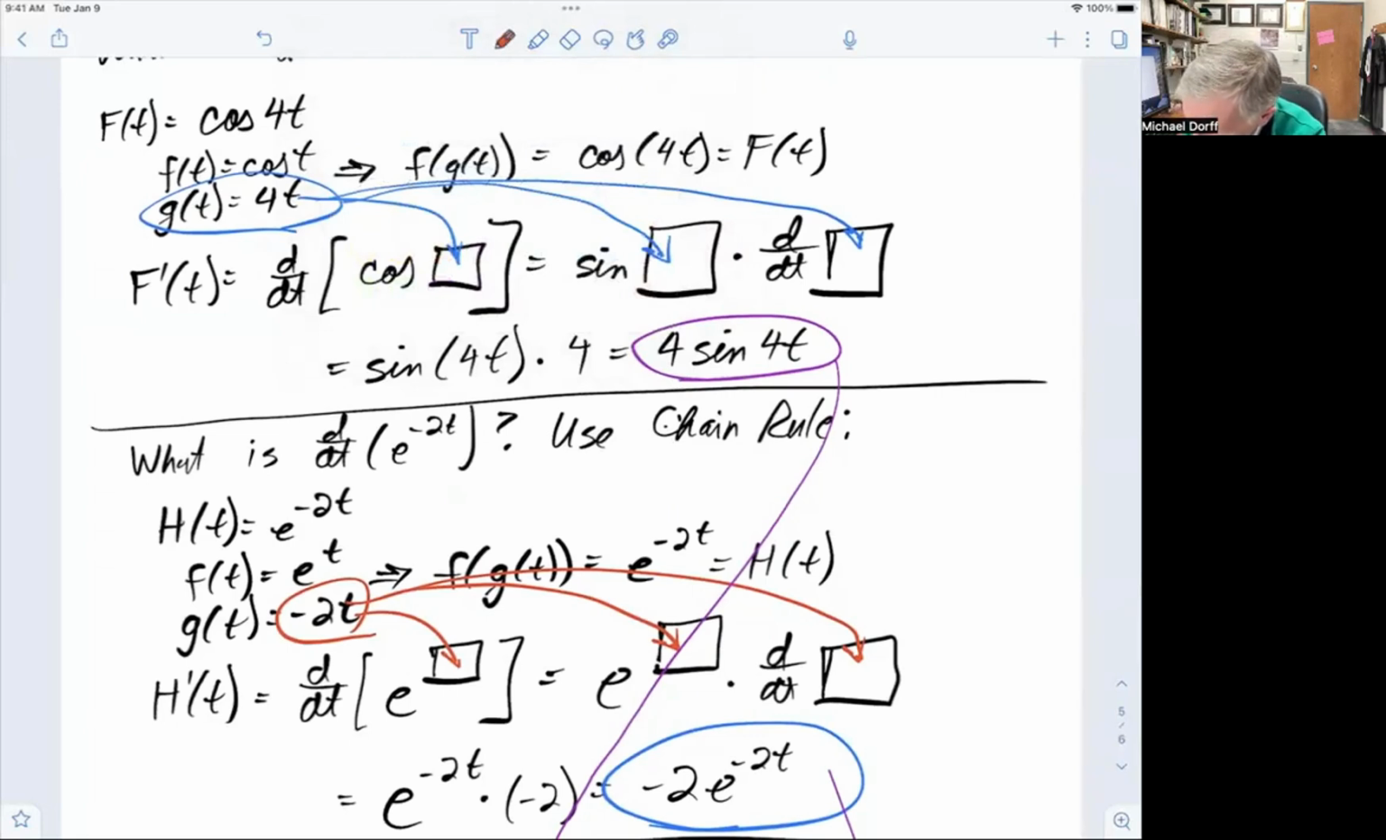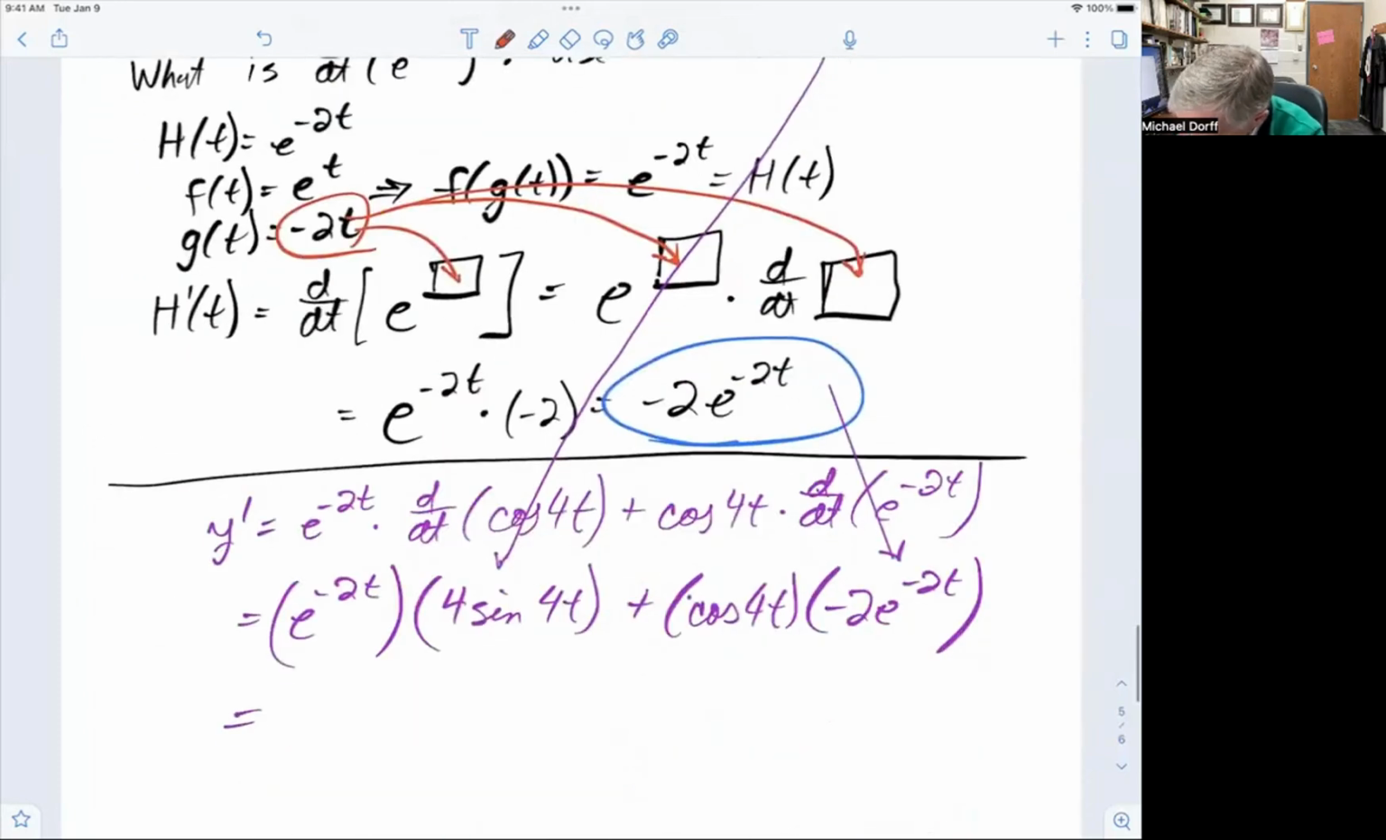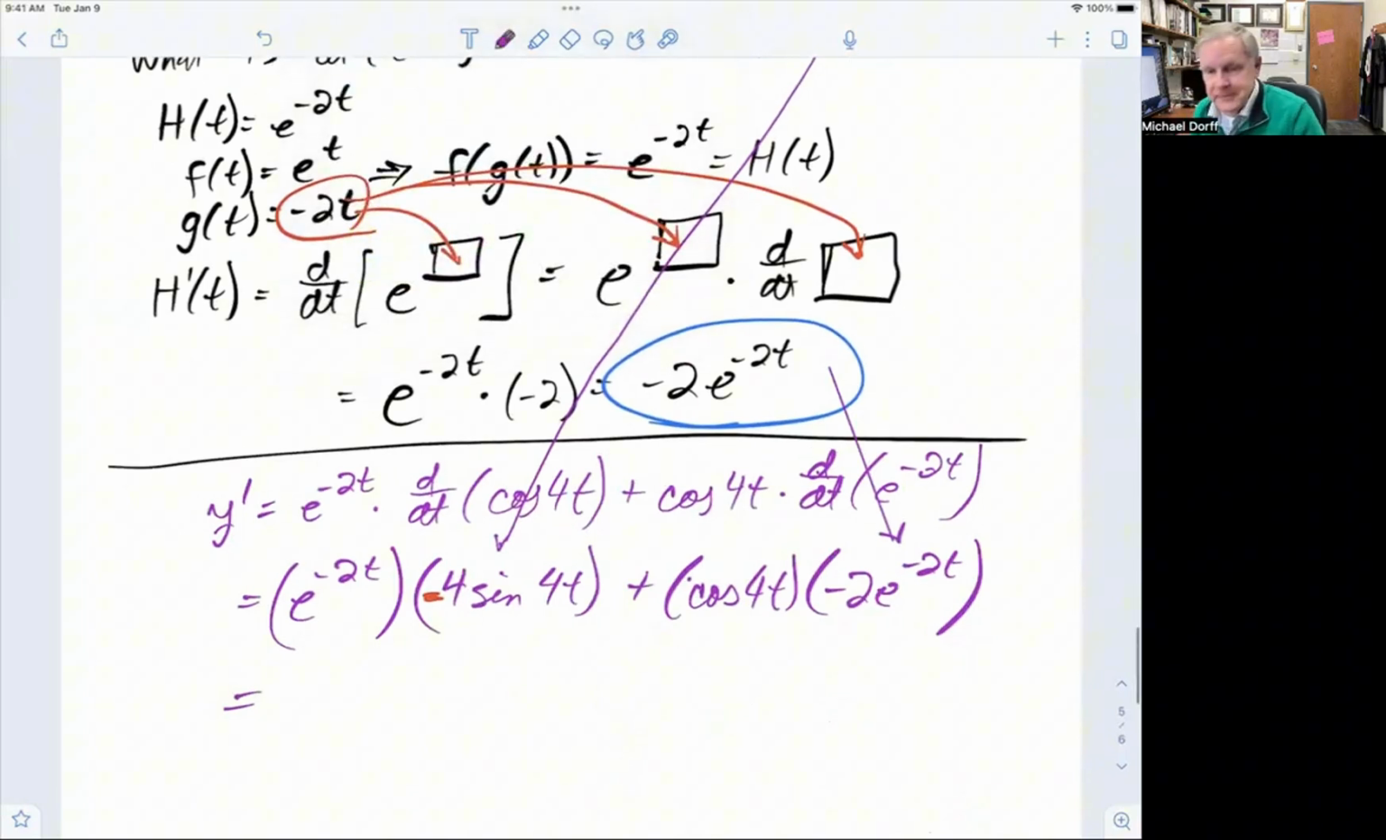When I was back here at this stage, I said, what's the derivative of cosine? And I said it was sine. That's not right. It should be minus sine. So this should be a minus. This then should be a minus. So when I do this, I should have a minus here. That makes much more sense. It makes me feel good.